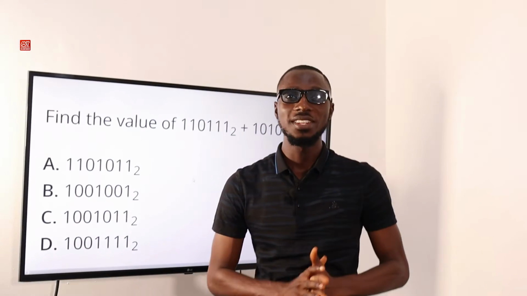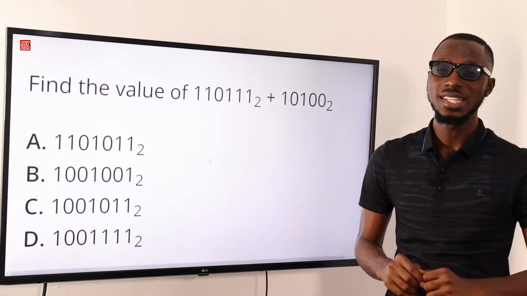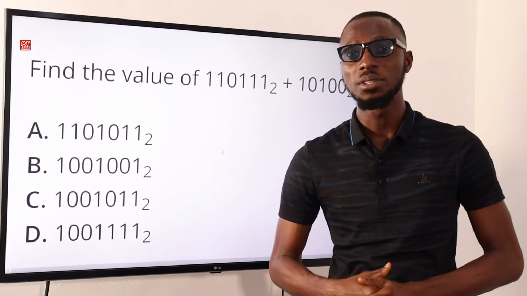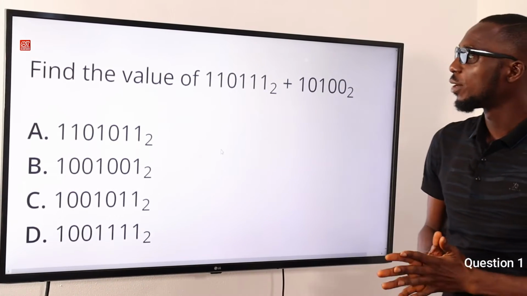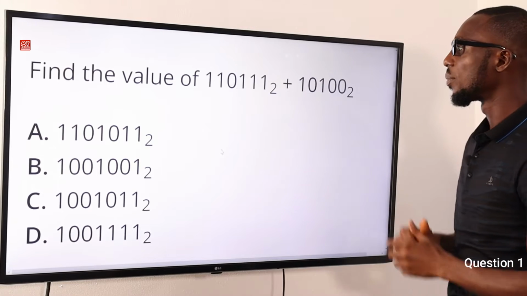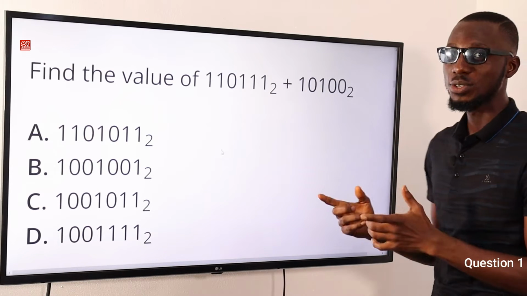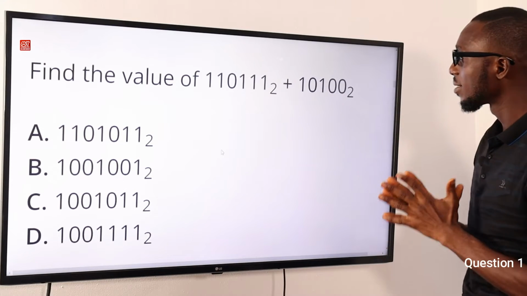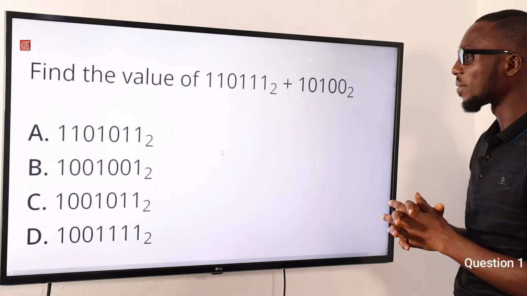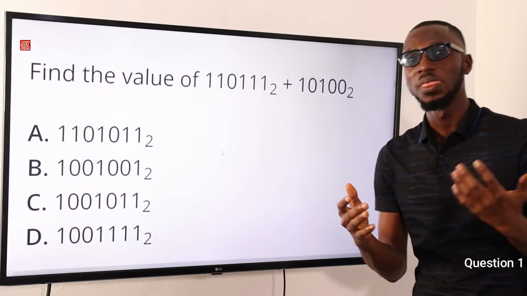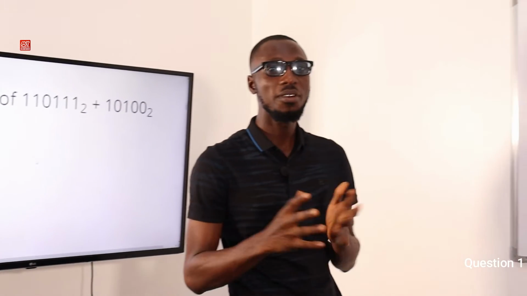You are welcome back to My School channel, and in this particular segment we are solving questions 1 to 16. So let's begin with question 1. Find the value of 110111 base 2 added to 10100 base 2. There are different methods to solving these questions.